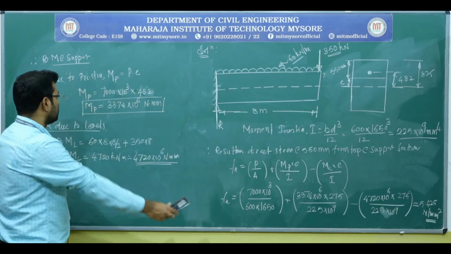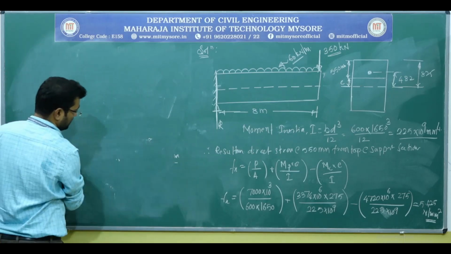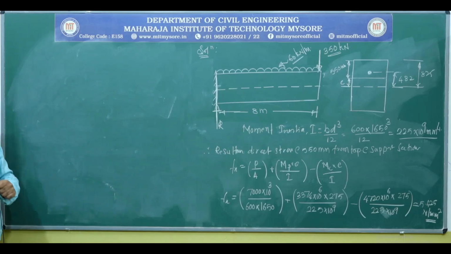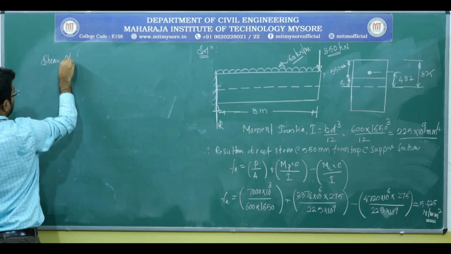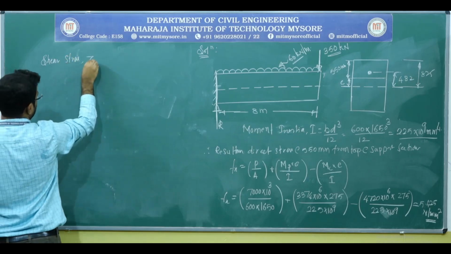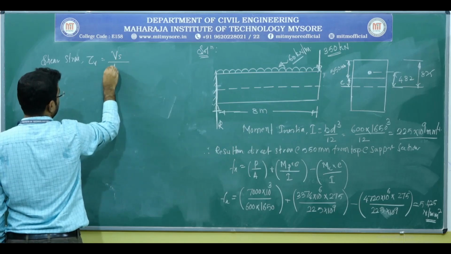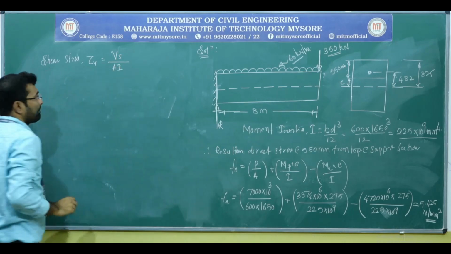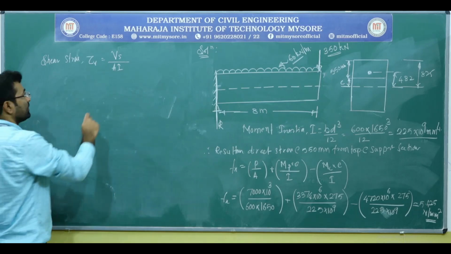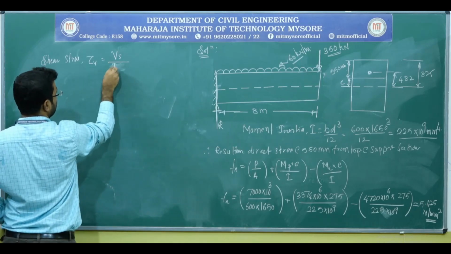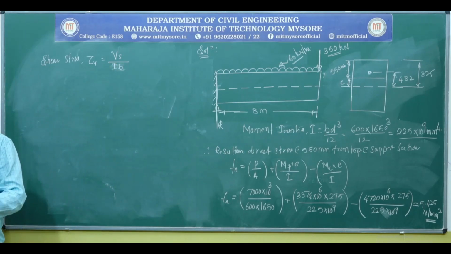Next, we will work out the stresses due to shear, that is shear stresses. We all know that shear stress tau v is equal to V S divided by I B, not A I, it is I B.